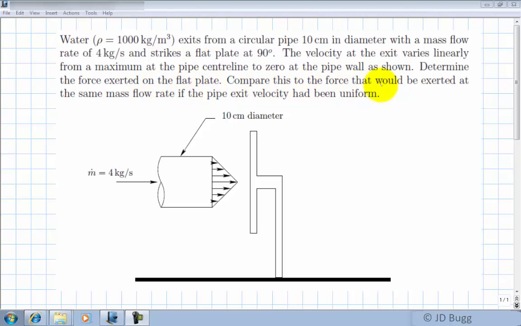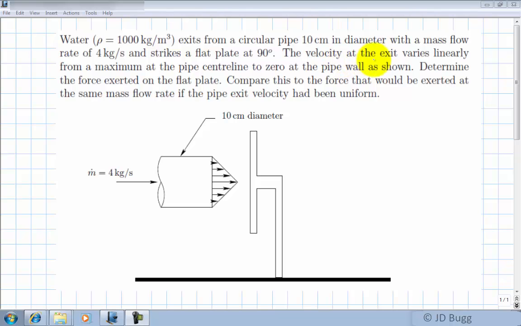Compare this to the force that would be exerted at the same mass flow rate if the pipe exit velocity had been uniform. So here we have the pipe, here we have the water coming out of the end of the pipe, and it's splashing into this flat plate, so it's going to be deflected into the vertical plane. And notice it's a non-uniform velocity profile.